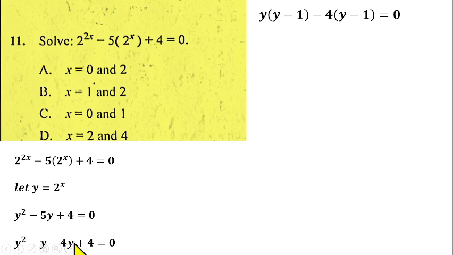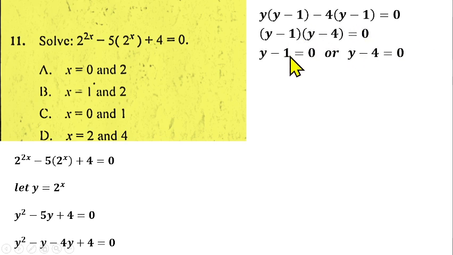So minus 4 is common here, you have minus 4 into y minus 1 equals to 0. So y minus 4 into y minus 1 equals to 0. So that means your y minus 1 equals to 0, your y minus 4 equals to 0. So that means y will be equals to 1 or y will be equals to 4. Now that we know the value of y, we can now find the value of our x from here.